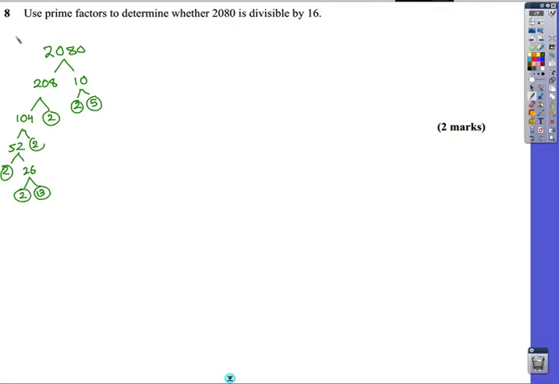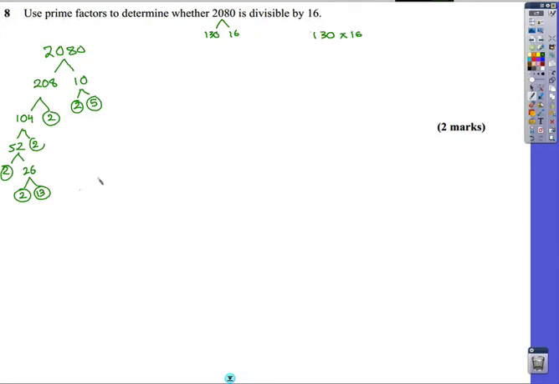Before we go on, I know some of you wrote down that 2080 is just 130 times 16. It shows that you've got the knowledge, but we need to use the prime factors to determine whether it is divisible by 16.